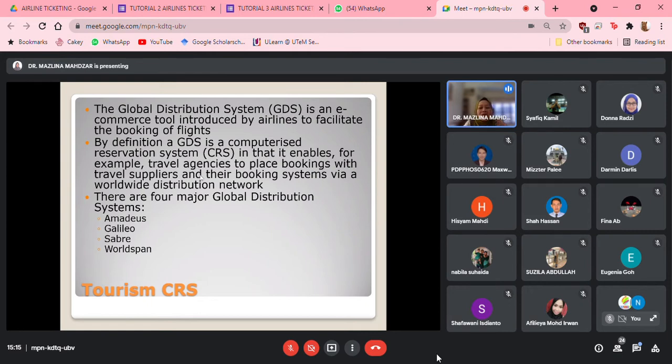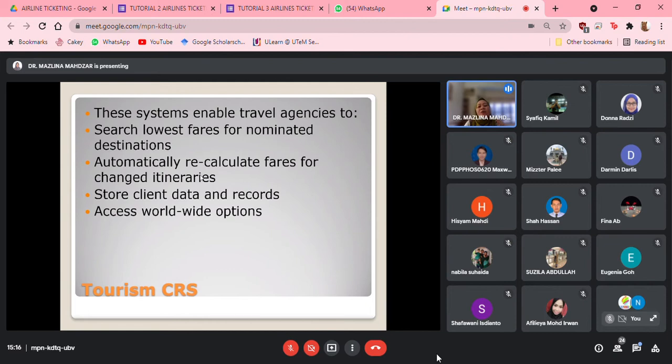So currently, there are 4 GDS used in the market, which are Amadeus, Galileo, Sabre, and Worldspan. As I mentioned, in UiTM we are currently using Galileo, but I have used Sabre before. So I have experience using Sabre and Galileo.